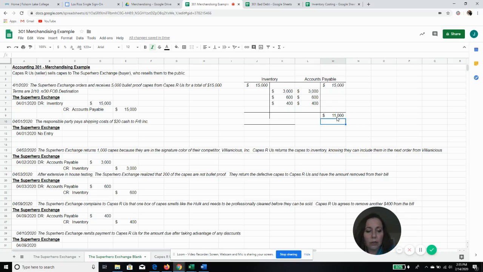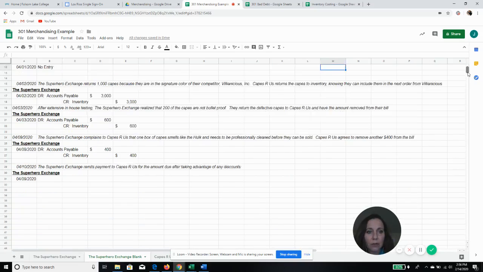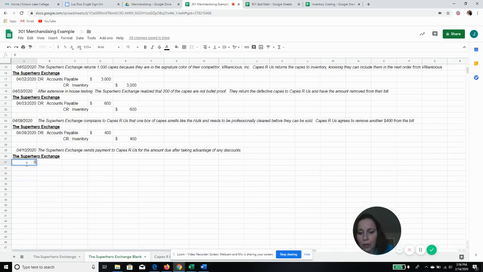So $11,000 times 0.02, which is the amount of our discount, is a discount of $220. And after we take our discount, $11,000 minus the $220 discount, we are going to owe $10,780. So I'm going to go here. I'm going to update this date really quick.